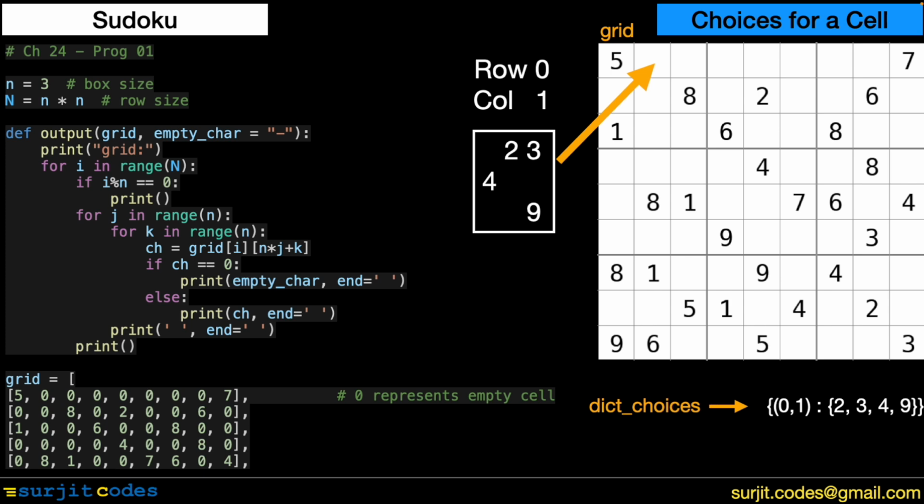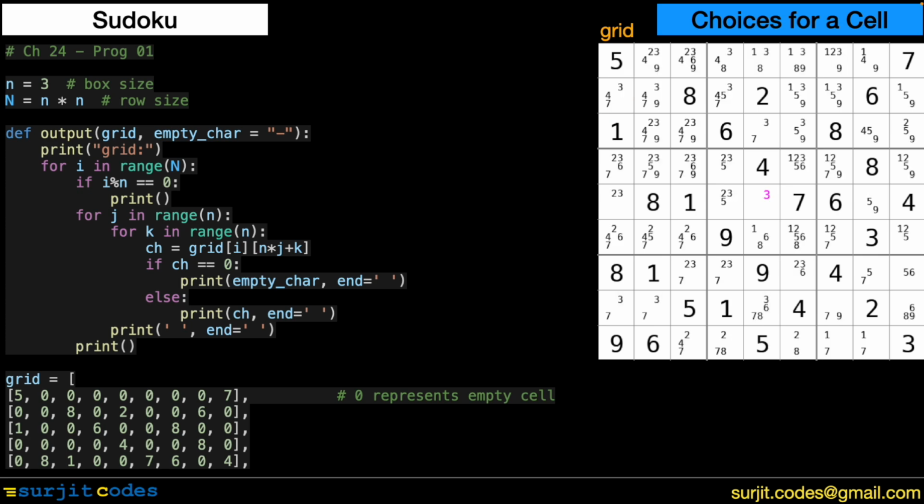Each unfilled cell will have an entry in the dictionary. Instead of showing the dictionary separately, we are showing it inside the grid itself. However, for the unfilled cells, the grid value remains 0. Often we find a cell that has only one choice. We save it in the grid and remove the cell from the dictionary. The revised dictionary affects some other cells also.